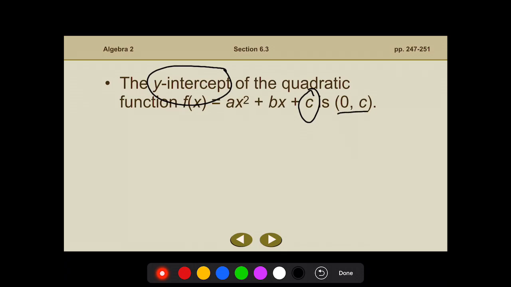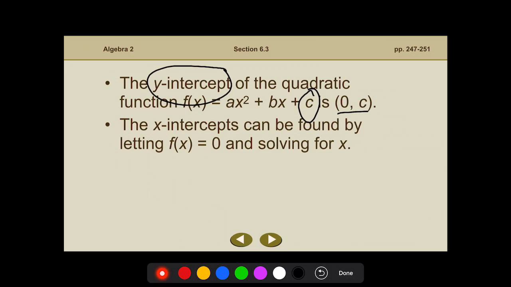So when you have to find the y-intercept, you literally are plugging 0 in for x. That's the way I always teach it, and I'd recommend you learn it that way. To find the y-intercept, you plug 0 in for x, all the x's, and whatever you get for y is your y-intercept.